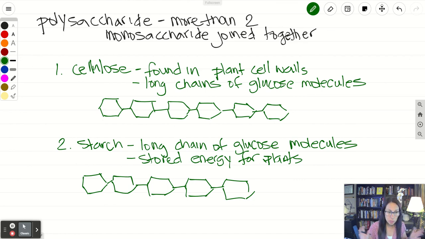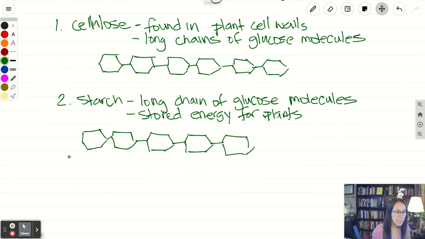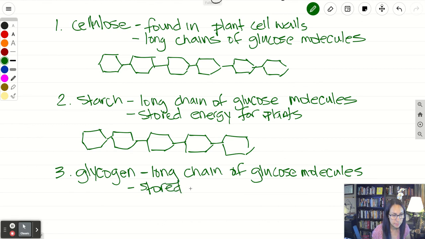So that's what starch is, long chains of glucose molecules. And then the last example I have is called glycogen. And glycogen is again a long chain of glucose molecules. And this is what animals use for stored energy. So stored energy for animals.